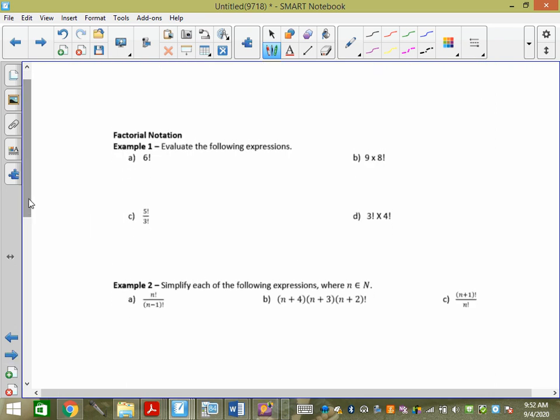So, 6 factorial, we know what that is. It's just what? 6 times 5 times 4 times 3 times 2 times 1, blast off. So it's 720.